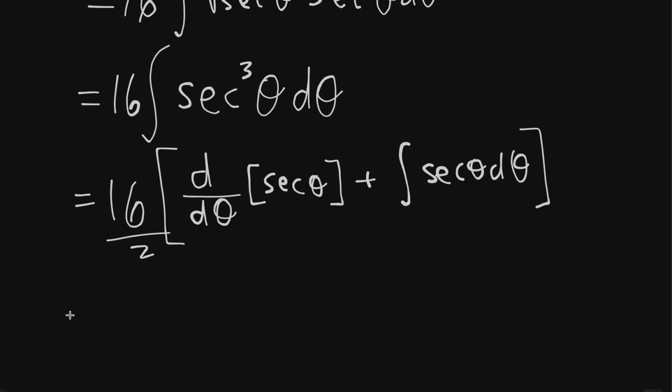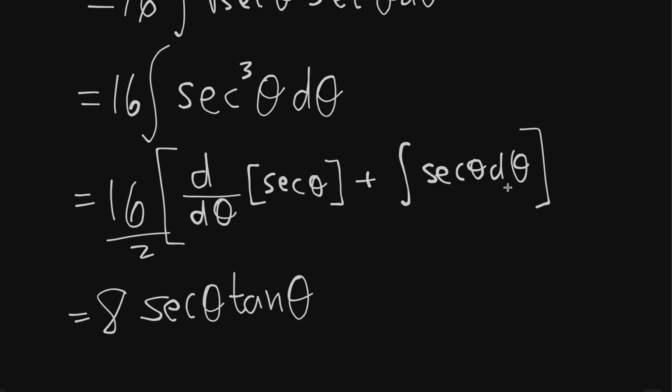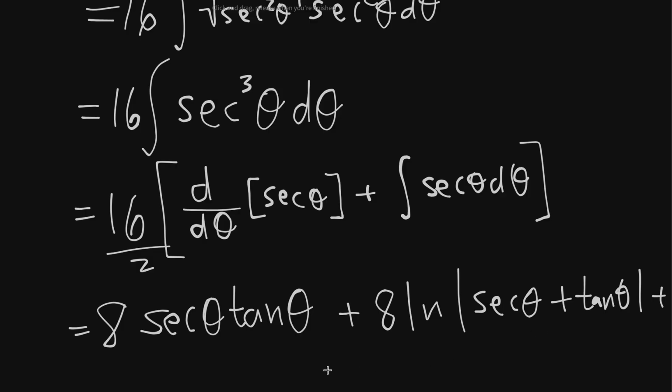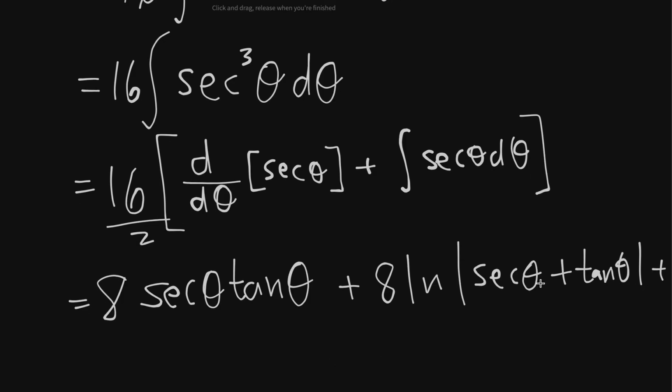So the derivative of secant is secant theta tan theta, and the antiderivative of secant, if you have this one memorized, is the natural log of secant theta plus tan theta. And we have our plus c as usual. Although it's a bit cut off, but just imagine there's a plus c there.